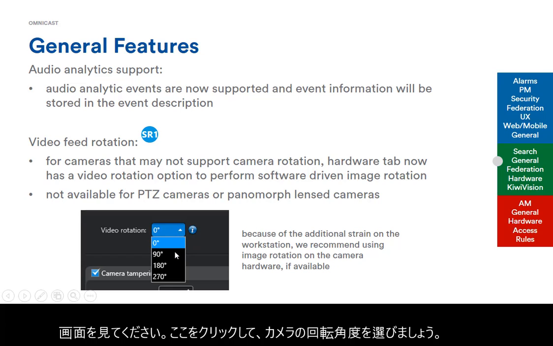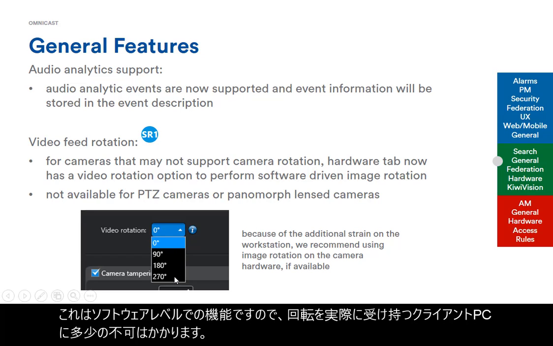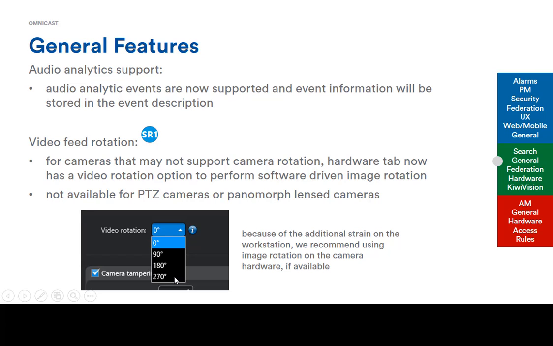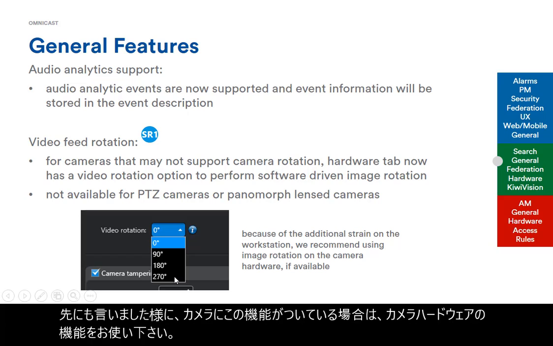So you just click on it here, and you do have your settings for however you want to turn the camera image. This is being done on the software side, so of course it will add a little bit of load onto the workstation, because it's the workstation that's actually doing the flipping. So really, if the camera can do it, let the camera do it. If not, well, we've got the option. We've got you covered.